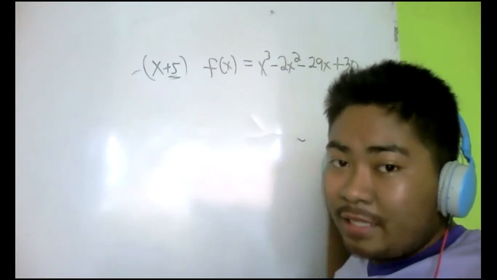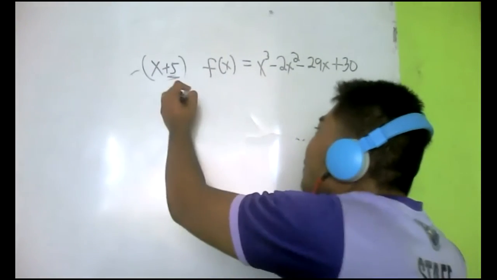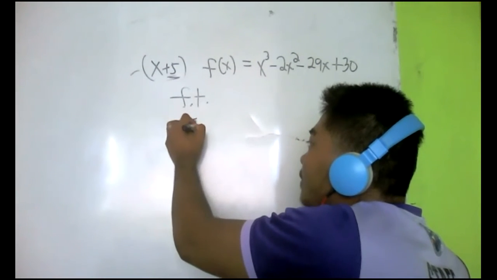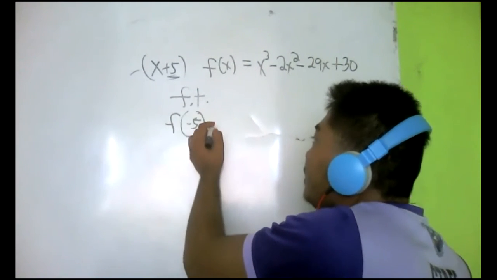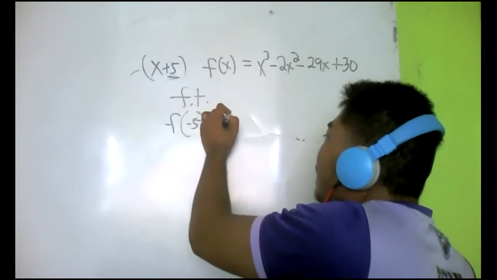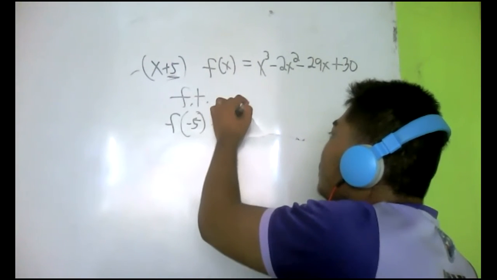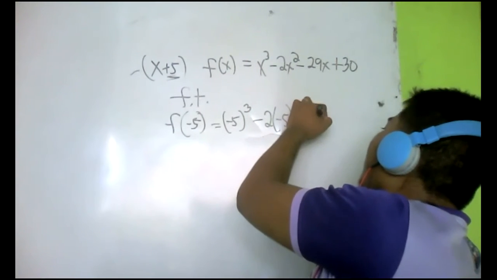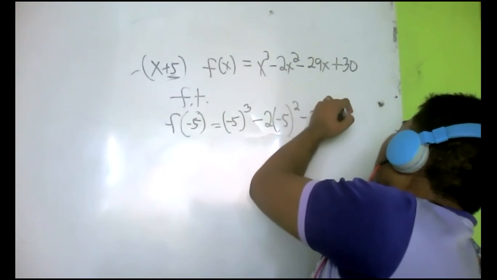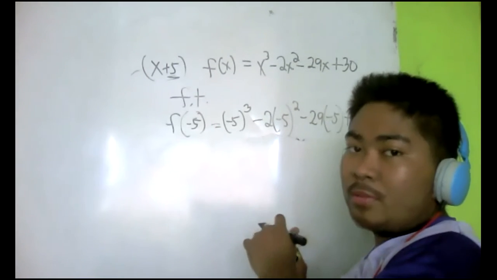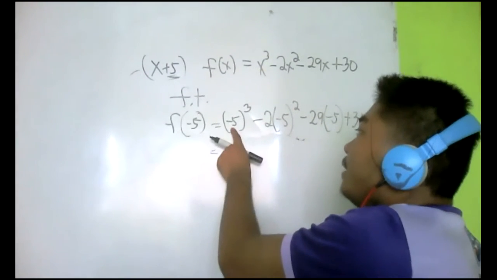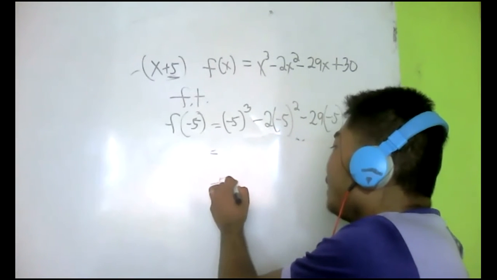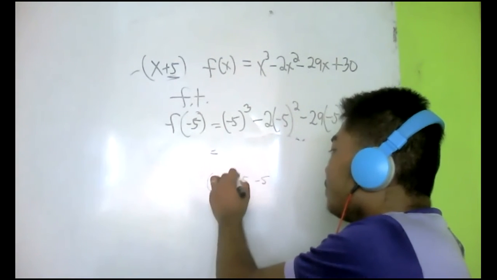So that is synthetic division. Paano naman pag ginamitan natin to ng factor theorem? So ang gagamitin natin is negative 5. So this would be f of negative 5 is equal to negative 5 raised to 3 or cube minus 2 times negative 5 squared minus 29 times negative 5 plus 30. So another method ito. So negative 5 cubed would be negative 5 times negative 5 times negative 5.